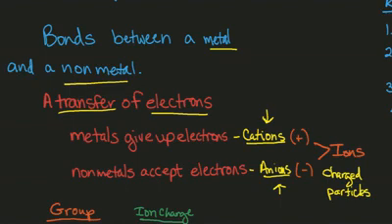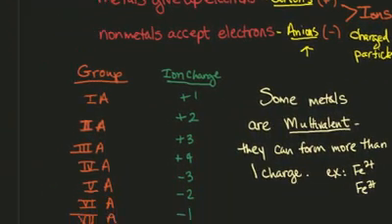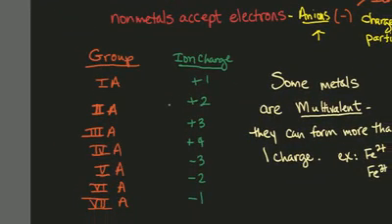The periodic table offers us insight on how to obtain the charges. The A groups, the main columns, are going to have 1 through 4 plus charges, meaning they're giving up electrons. And the column number is going to coincide with the charge.